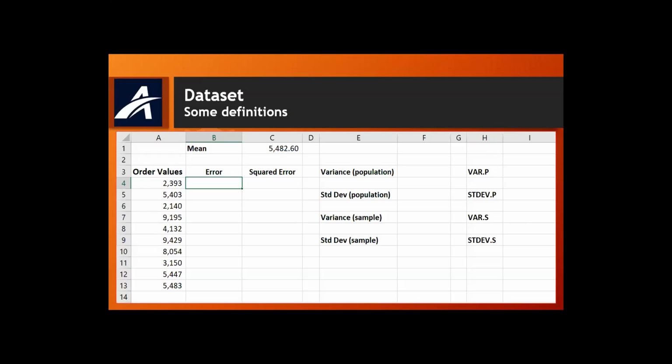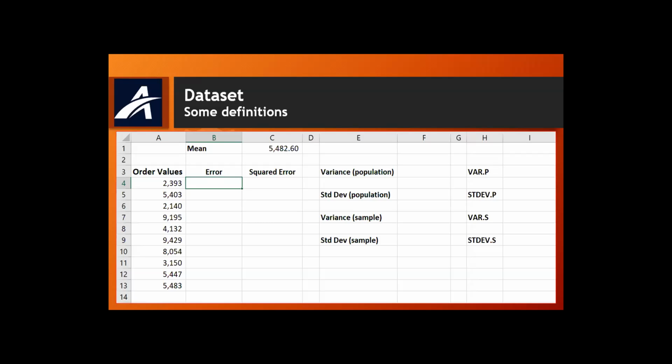Now, some definitions before we continue. Variance is the standard measure of error, which is defined as the distance of values from the mean, or rather the difference between the individual value in the dataset and the mean of the same dataset. Standard deviation is the square root of the variance.